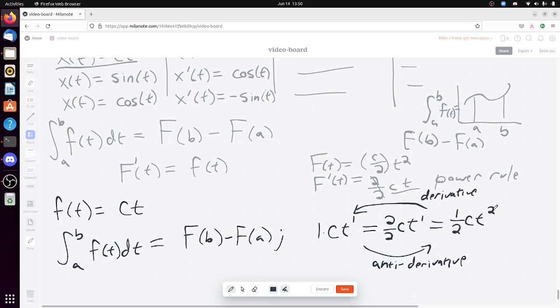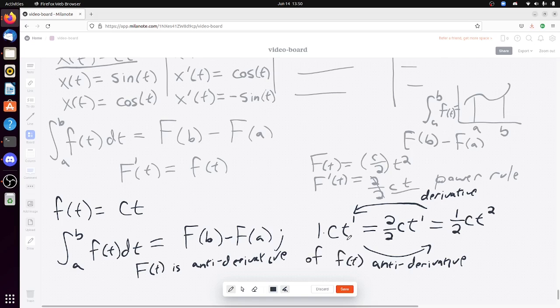So we take the 2, we drop it out in front. We'll have 2 over 2, which cancels out to 1. And then we'll have c, because that's a constant, and we'll be left with t. So basically what this is saying is that big F of t is the antiderivative of little f of t.